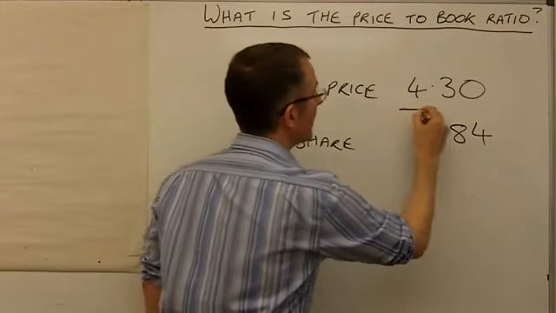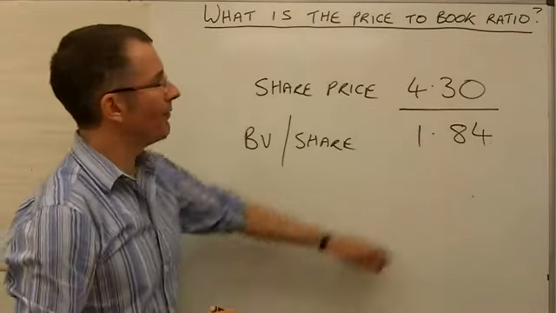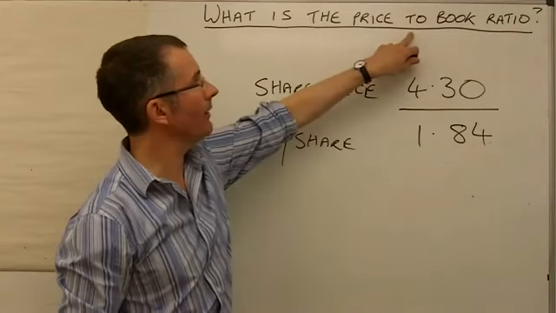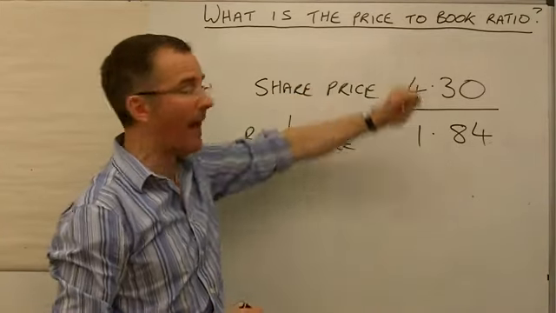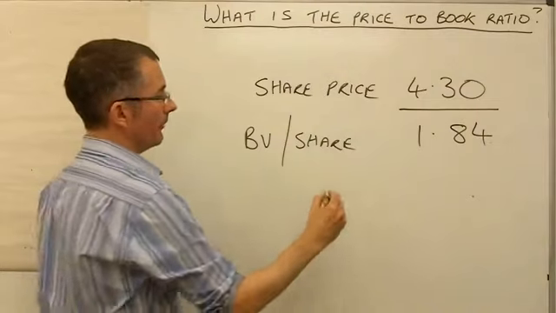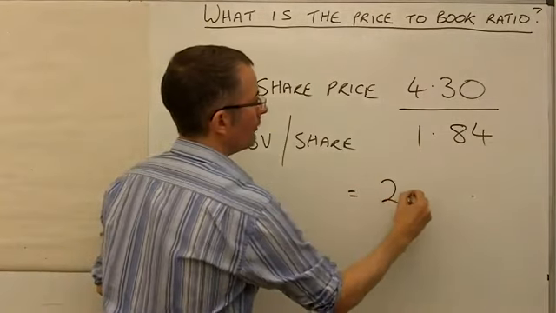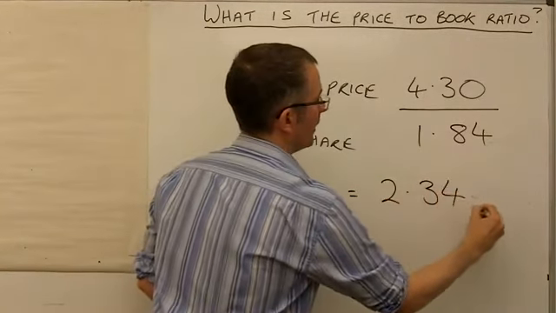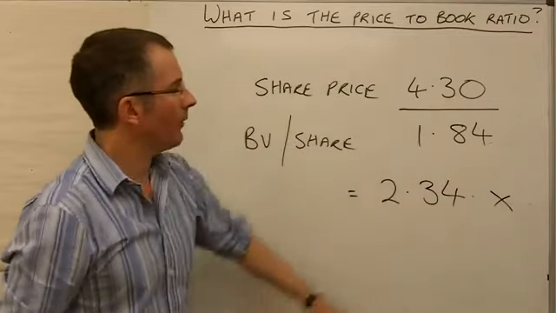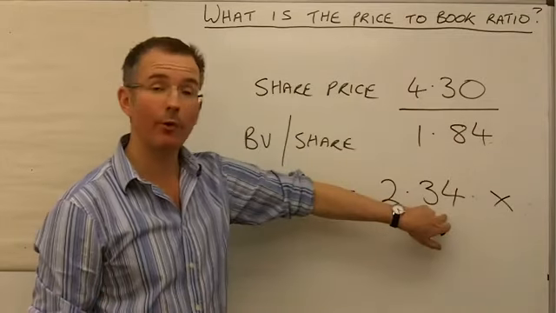So comparing the current share price to the book value per share gives me this thing, a so-called price to book ratio. And that comes out at the moment at around 2.34 times. In other words, that is simply 2.34 times that.